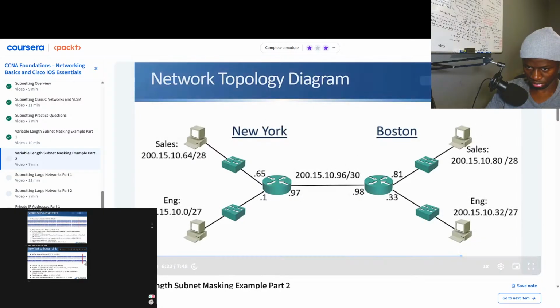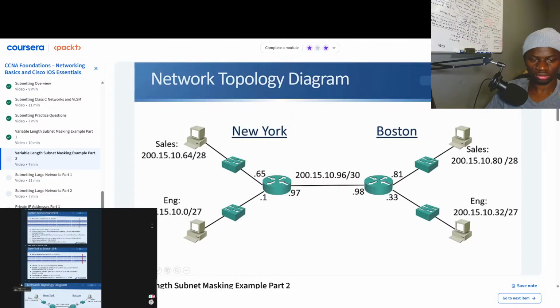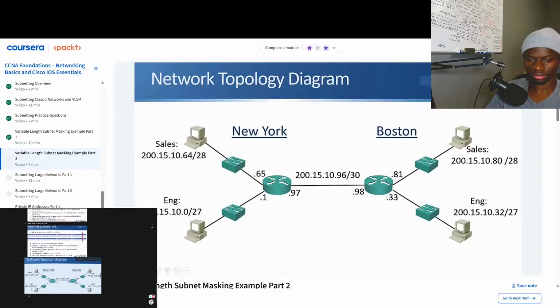Okay, so here we are with the answer. Remember when we did our design, we started off with the largest subnets, which was the engineering departments. So the way I would do my network diagram is I would show engineering in New York. That was 200.15.10.0/27. In Boston, 200.15.10.32/27.